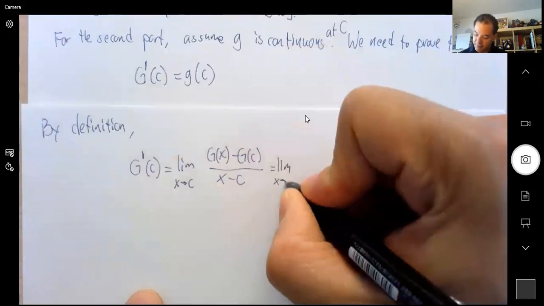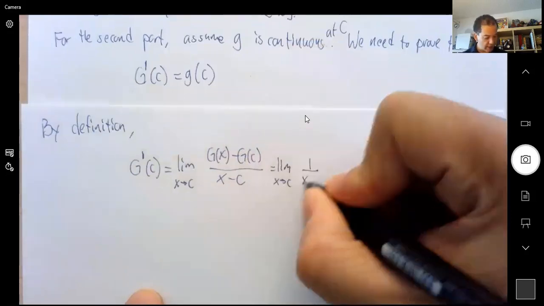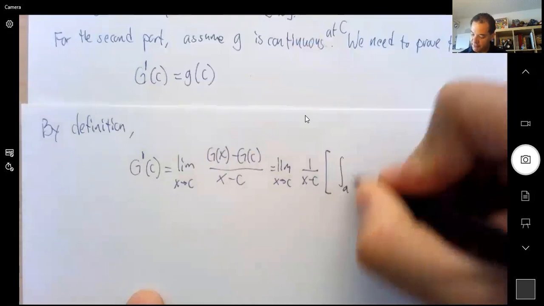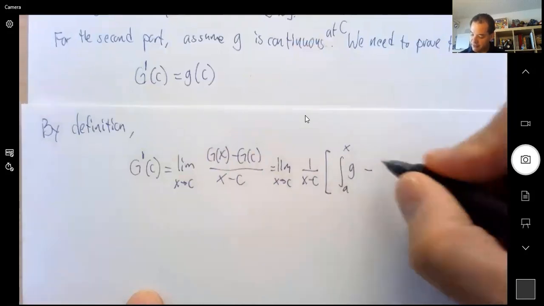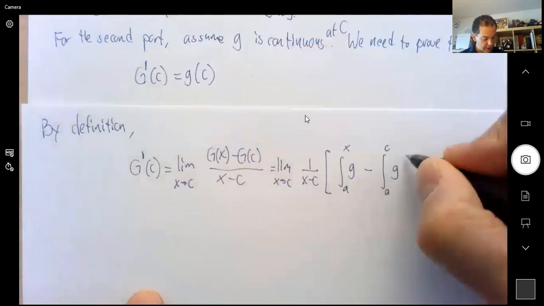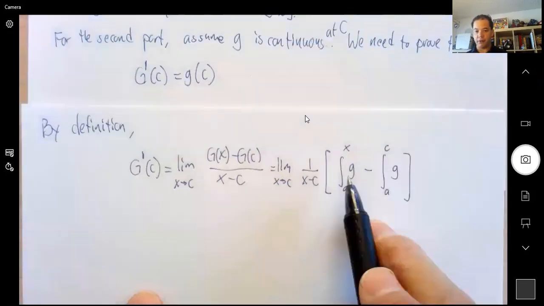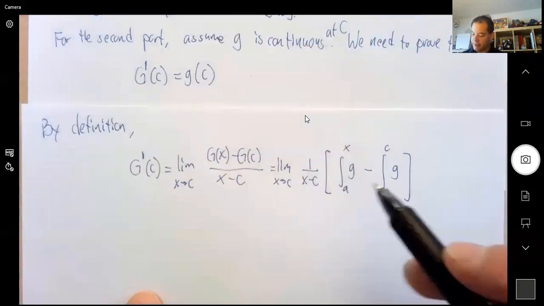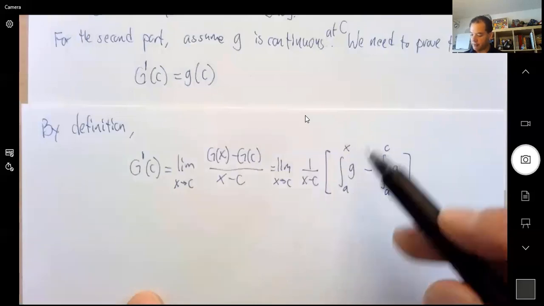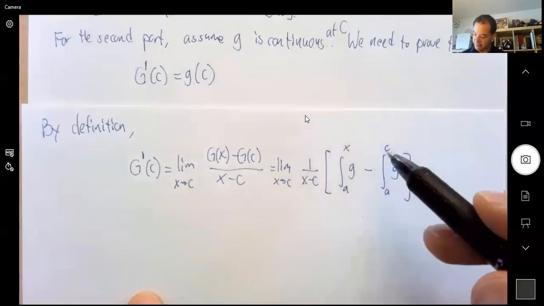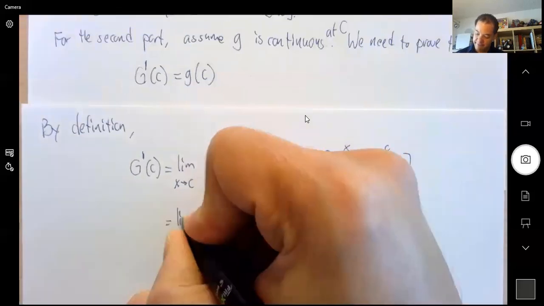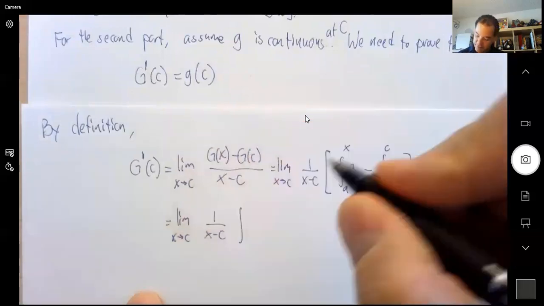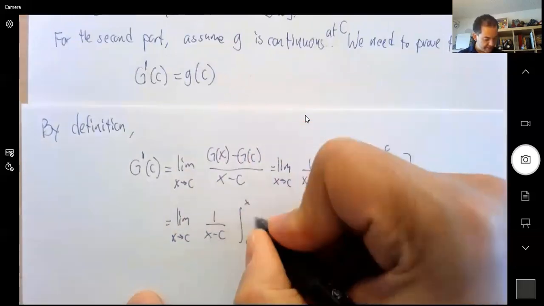It would be the limit when x approaches c. Let me leave this hanging. And then g of x is the integral from a to x of little g, and g of c is the integral from a to c of little g. Just as we did for the previous problem, you can replace these. So it's from a to x minus the one from a to c, so it's like from c to x, right? So this is the limit of 1 over x minus c times the integral from c to x of g.